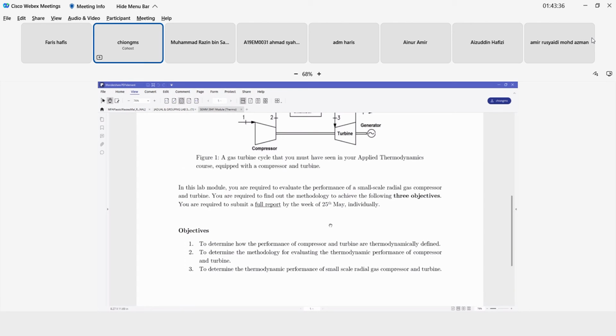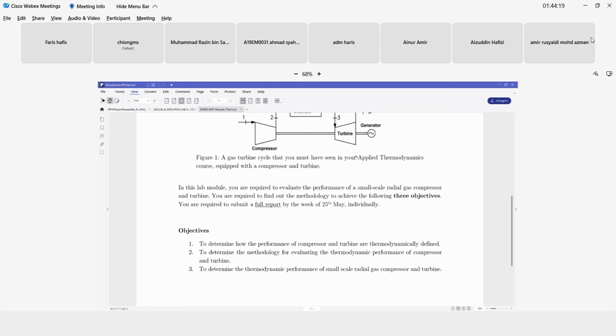Following that line of thought, for instance, the efficiency in your applied thermal class is given as a value. It's a constant value. But machines like this, most of the time they don't operate at one single operating condition. Which means this performance actually will change with certain variables. What are those variables?